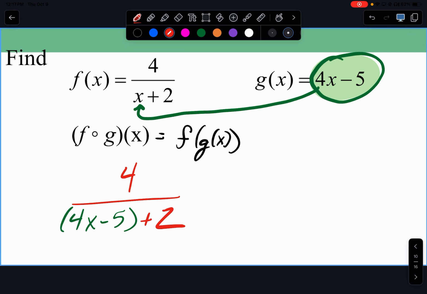There's our function inside the function, the green part inside of the red part. Is there anything for me to distribute? Nope, there's nothing really to do with that green part. So we're just going to combine like terms. So that is going to turn into 4 over 4x minus 3.